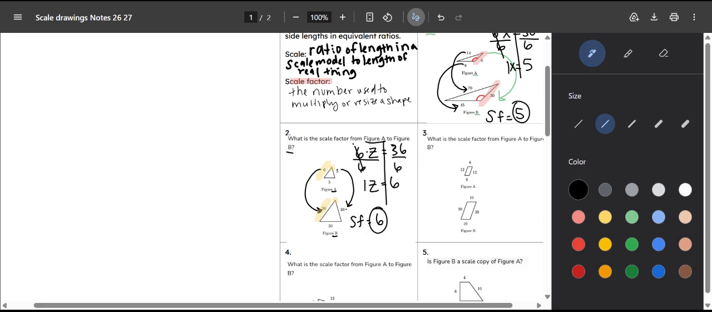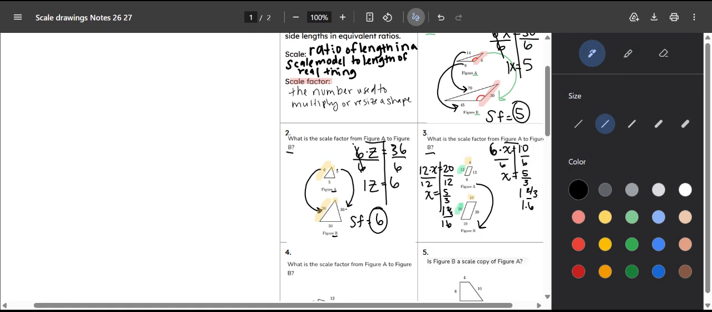Number 3 is a problem where you try it. You're going to find the scale factor from A to B. So you're going from this shape to this shape. Find your corresponding sides and then figure out what number you would multiply to get the figure A side to the figure B side. I'm going to have you press pause, try it, and press play when you're ready to check it. Please press pause now.